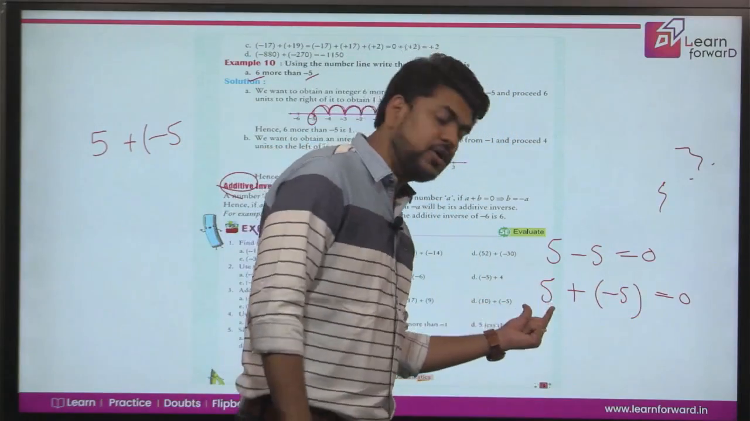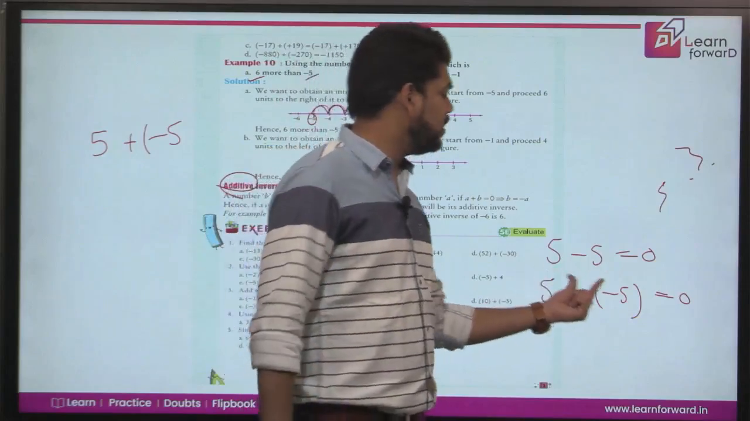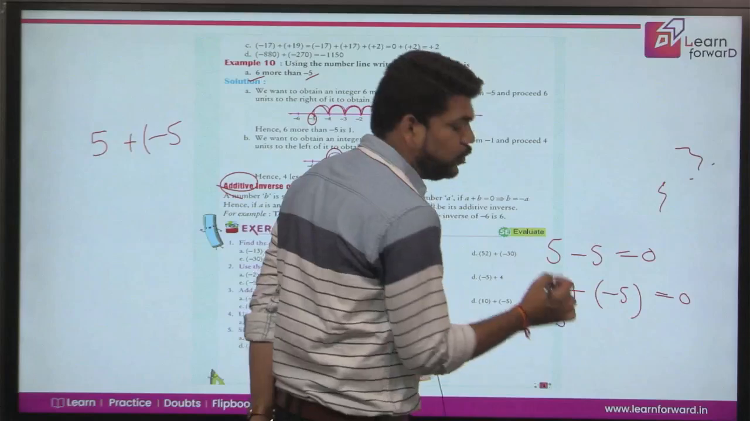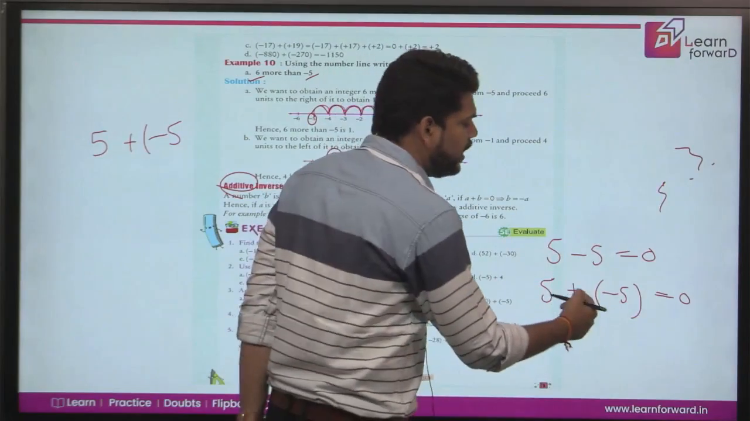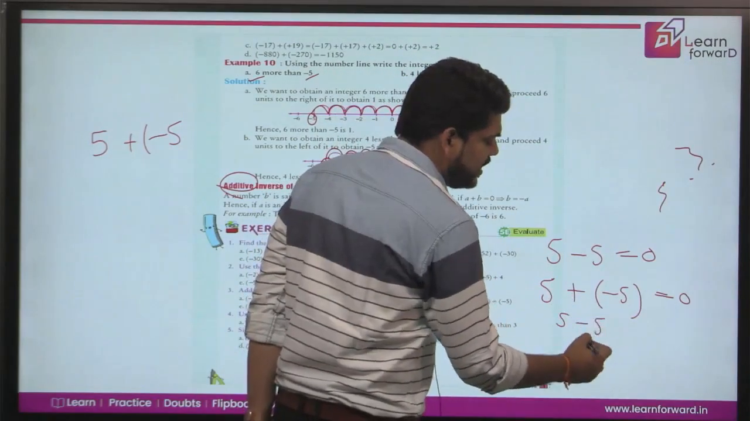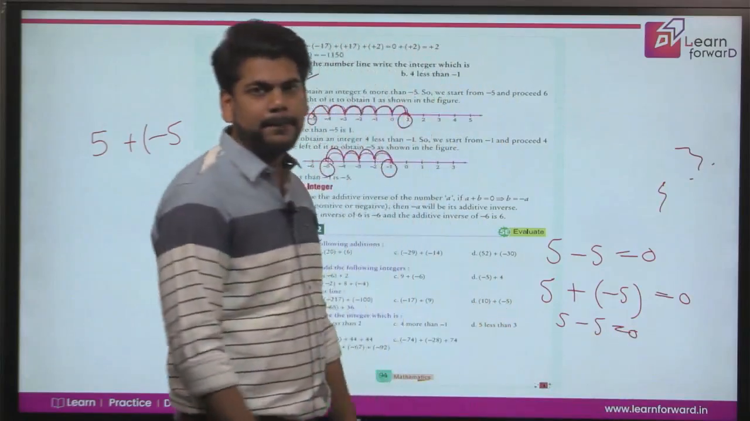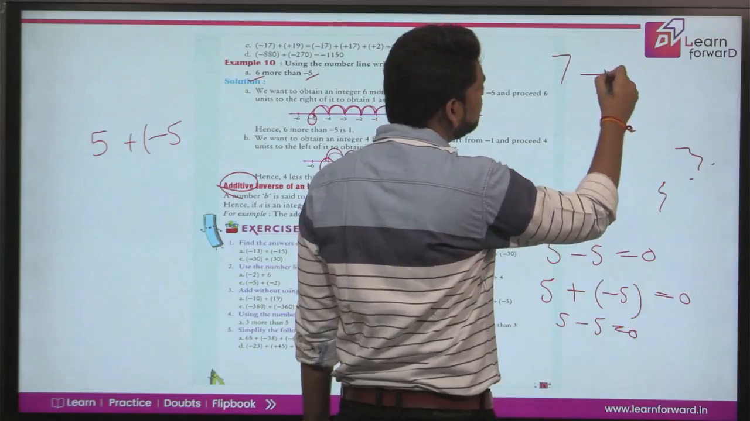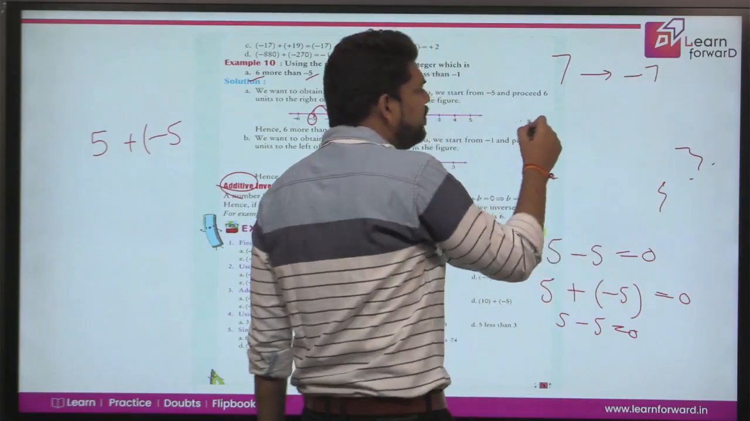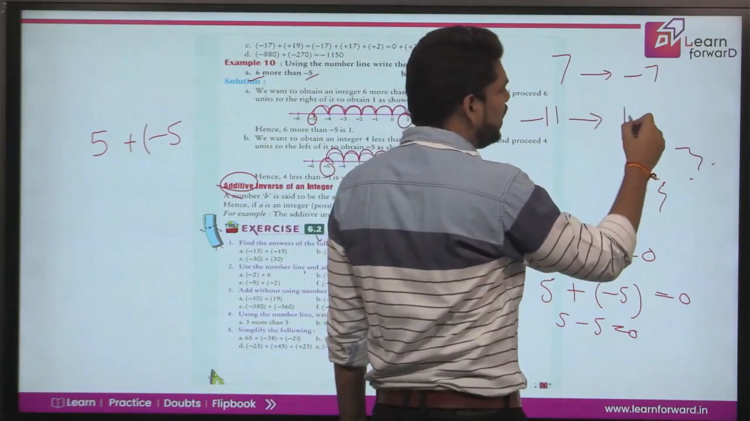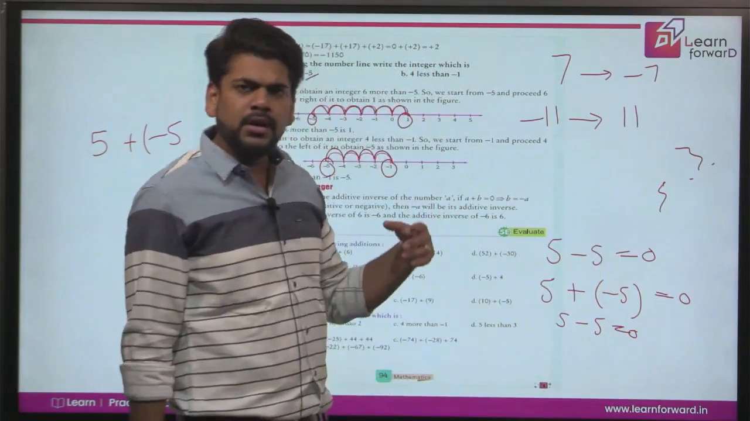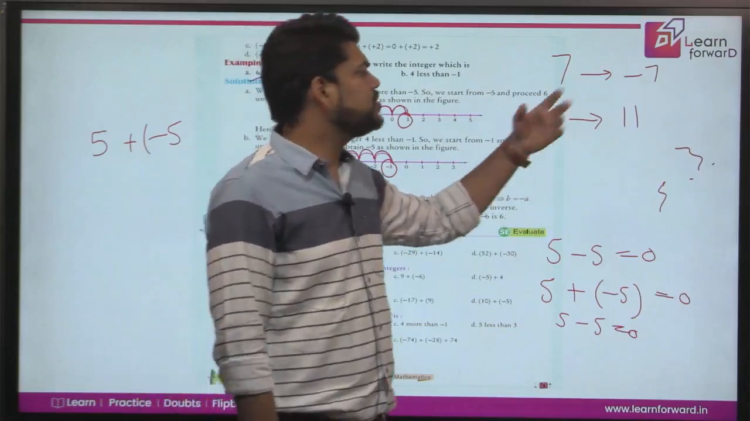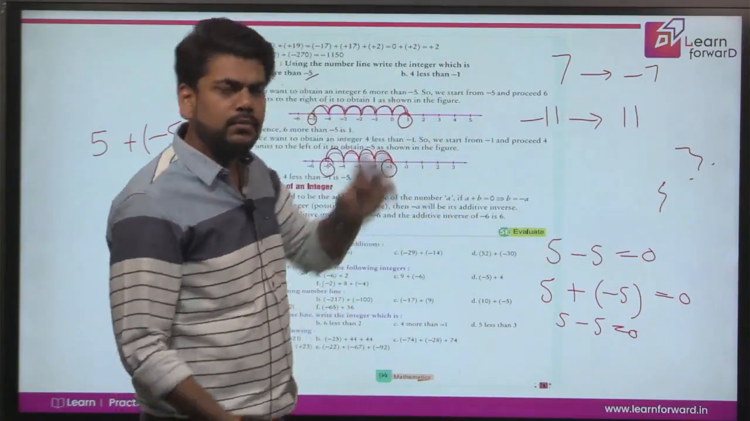Opposite of it. It's a positive 5. Additive inverse is opposite, minus 5. Now plus minus. Minus, I told you whenever you want to open the bracket, if the signs are opposite, the answer is minus. 5 minus 5 is 0. Fine. So additive inverse of 7 is minus 7. Additive inverse of minus 11 is 11. If it's a positive number, the negative number is additive inverse. If it's a negative number, positive number is the additive inverse. Fine.